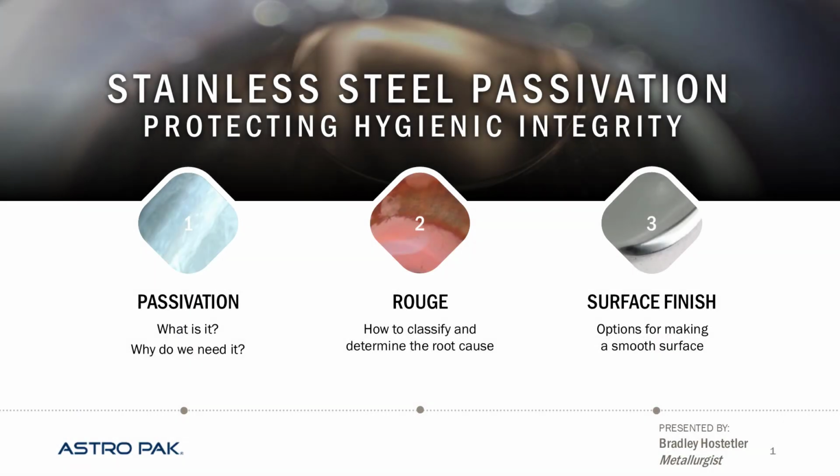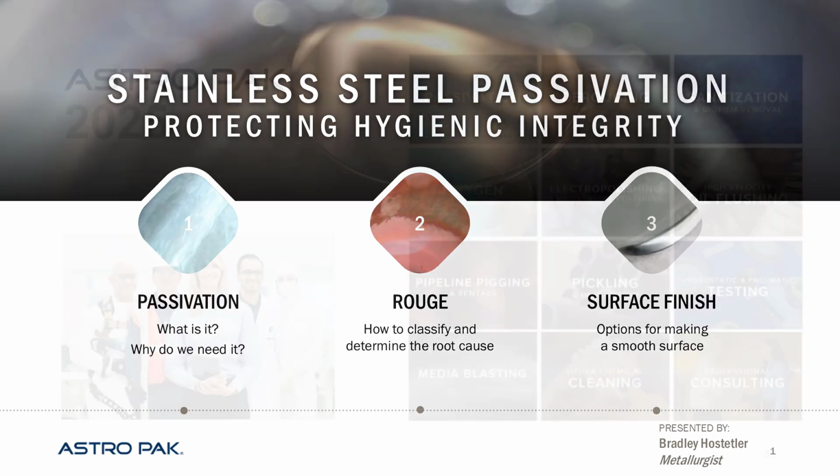My name is Bradley Hostetler. I am AstroPak's metallurgist. I'm part of our technical services group. So we're an R&D team. We assist sales, and we get to do a bunch of root cause analysis when there's any sort of contamination in a stainless steel system.